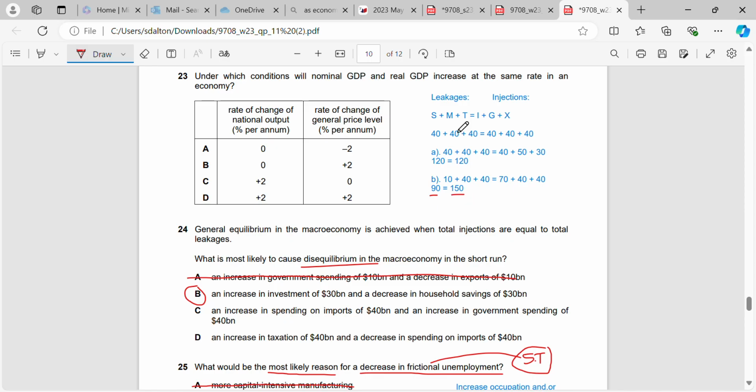Okay, now if you just follow this and you put in these figures down here for C and D, you should see that we will end up with the same equilibrium. So I don't think there's any need to go through those.